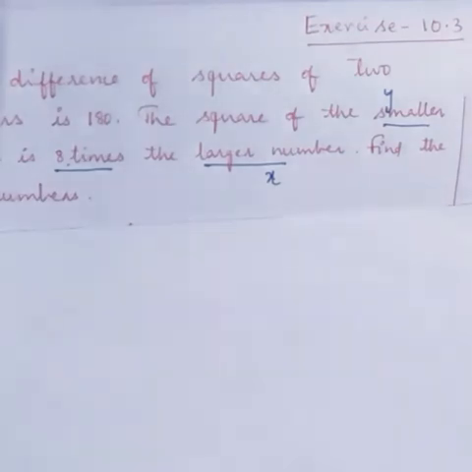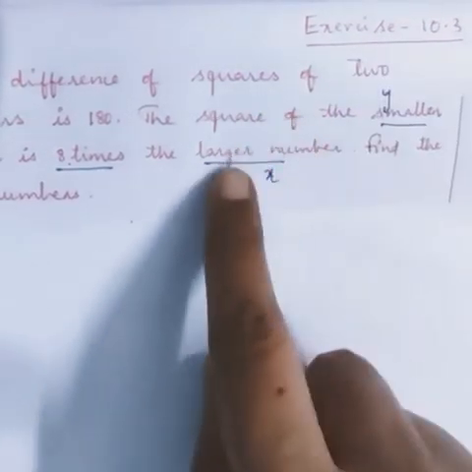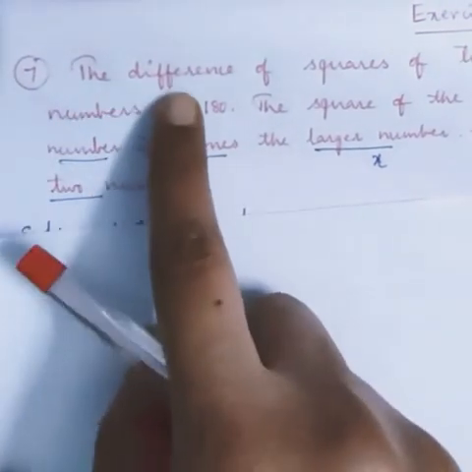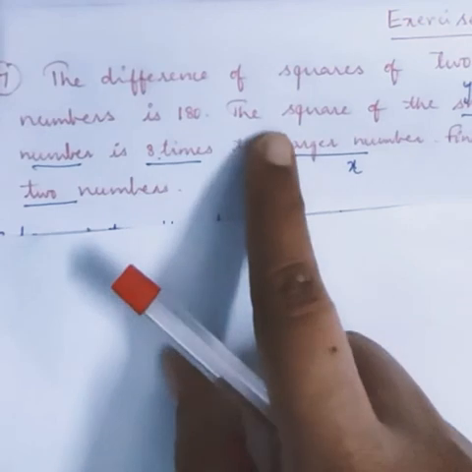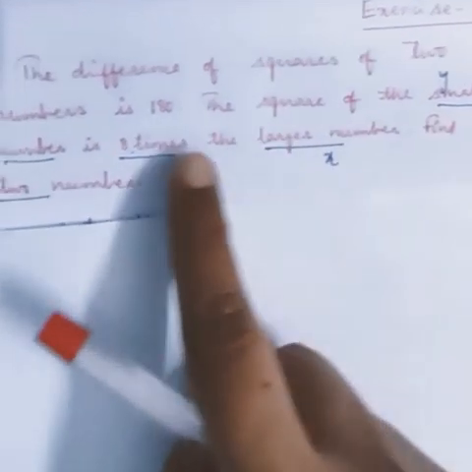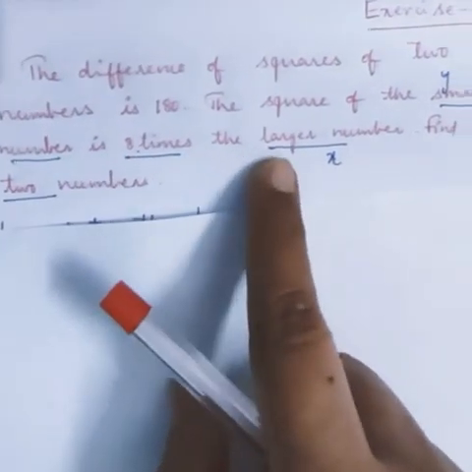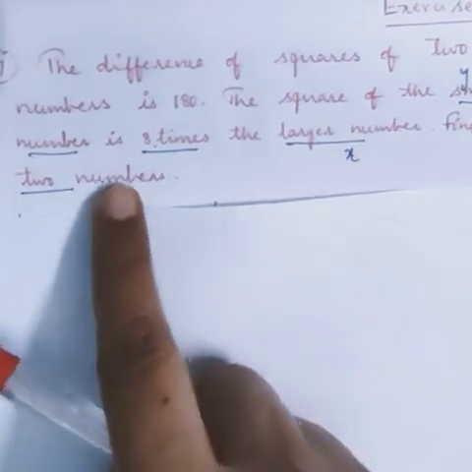Good morning viewers. Exercise 10.3, question number 7. The difference of squares of two numbers is 180. The square of the smaller number is 8 times the larger number. Find the two numbers.